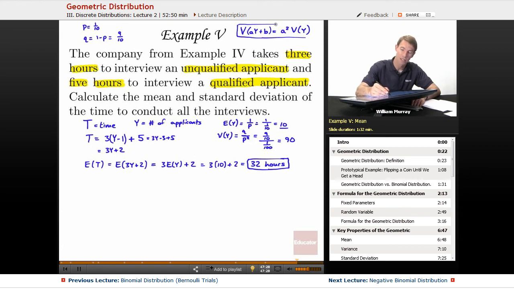Variance of aY plus b. The b doesn't affect it because that's just sort of shifting all the data over. It doesn't affect how much they vary. You get a squared times the variance of Y.